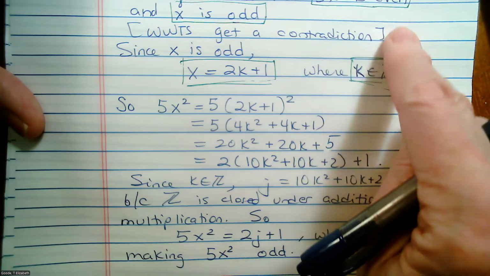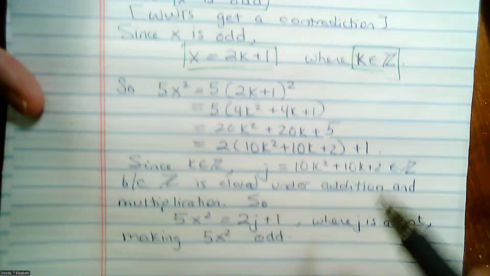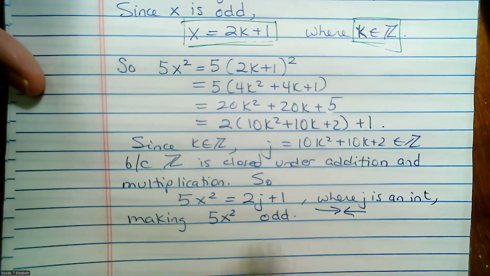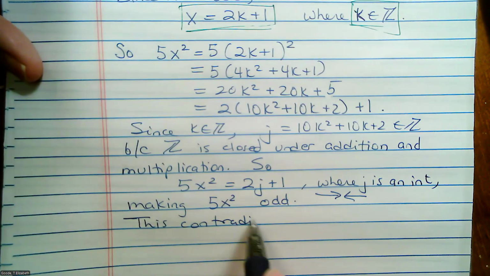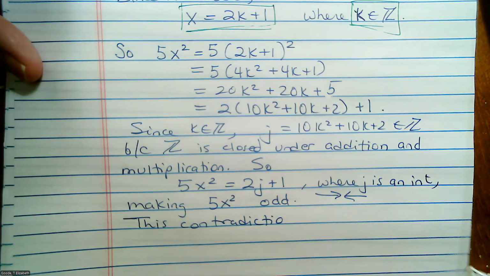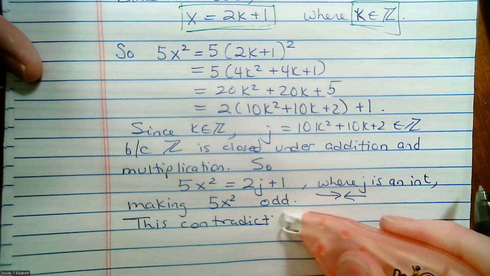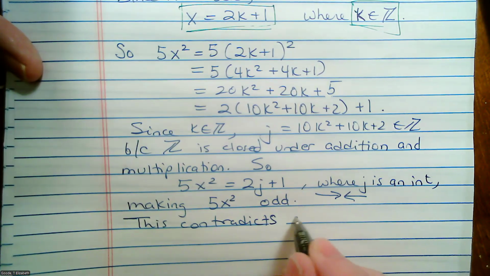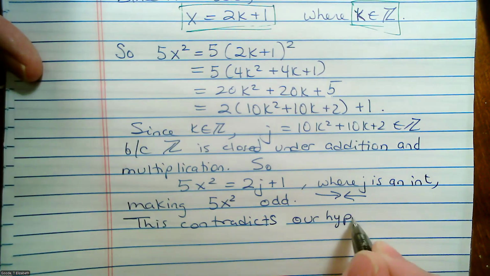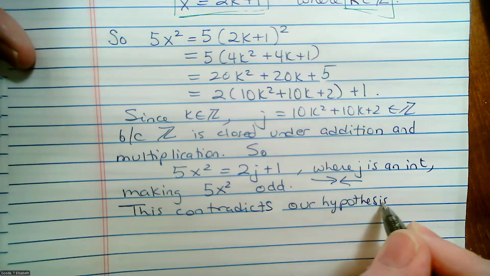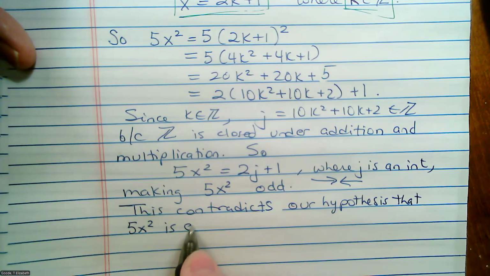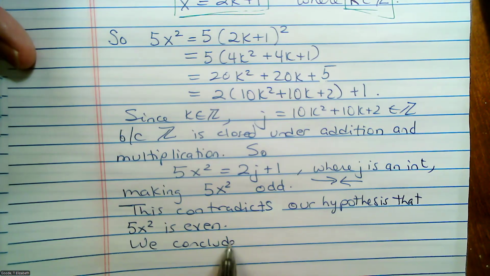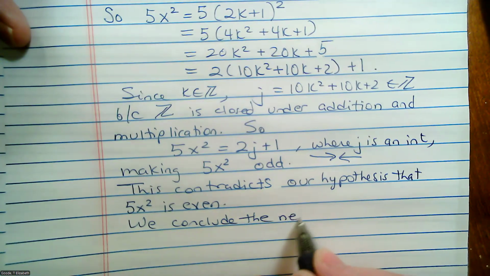Yes. But we assumed 5x squared is even. So this is our contradiction. This contradicts our hypothesis that 5x squared is even. And that's the way we would write a proof by contradiction. We conclude the negation is impossible, so the original must be true.